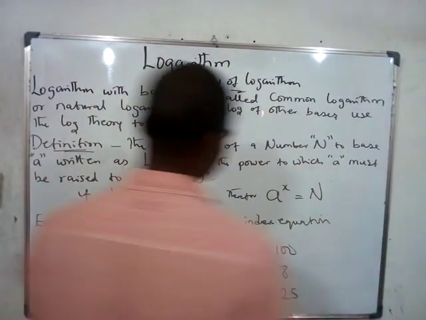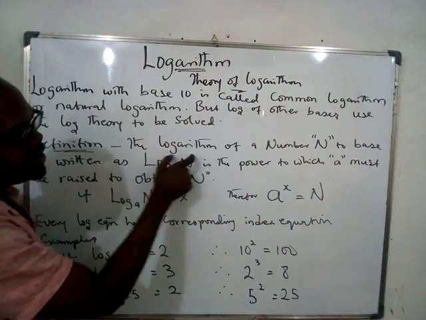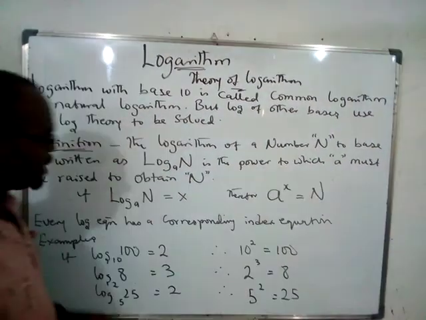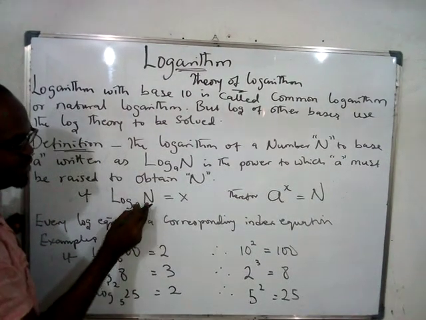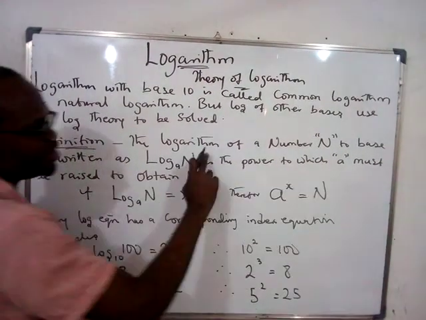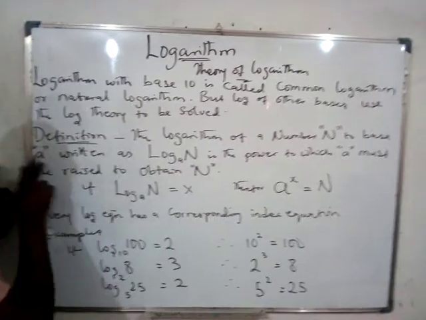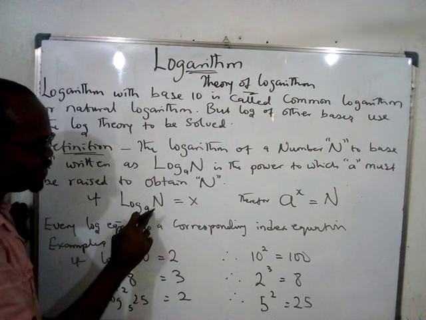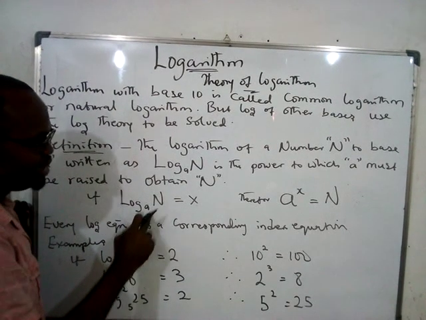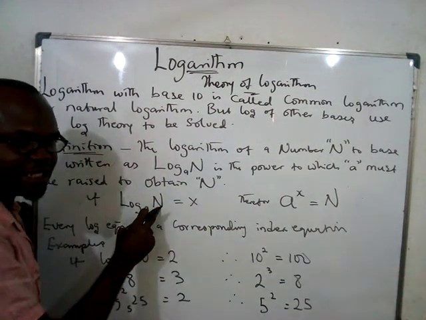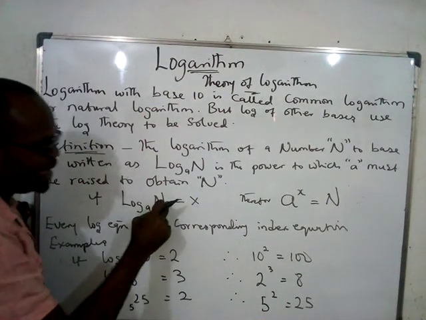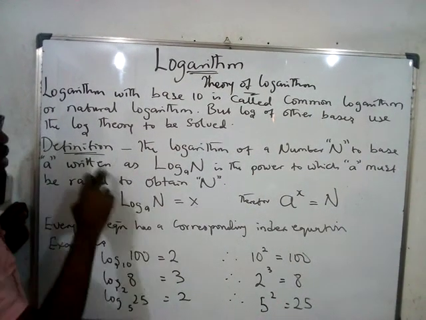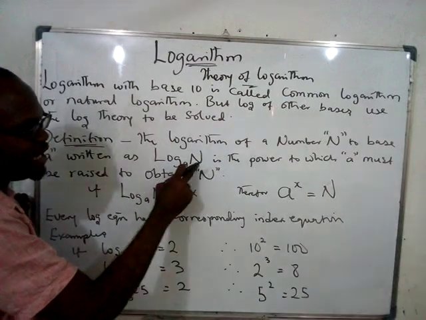And now, what is logarithm? The logarithm of a number n. Can you see the logarithm of a number n? Log n. The logarithm of a number n to base a. Can you see the base? The base is the one that is written small, and log n is the main number. Is that clear? Logarithm of a number n to base a, written as log n base a.